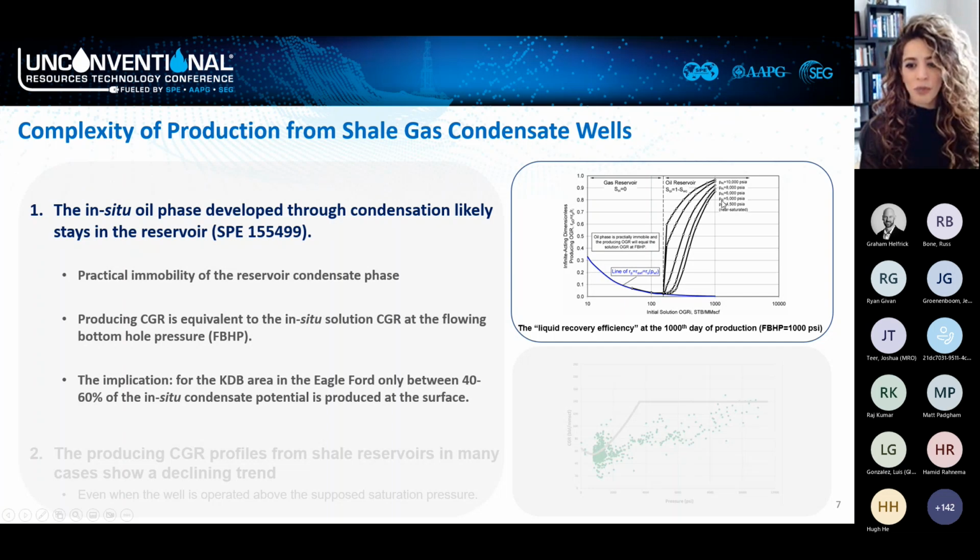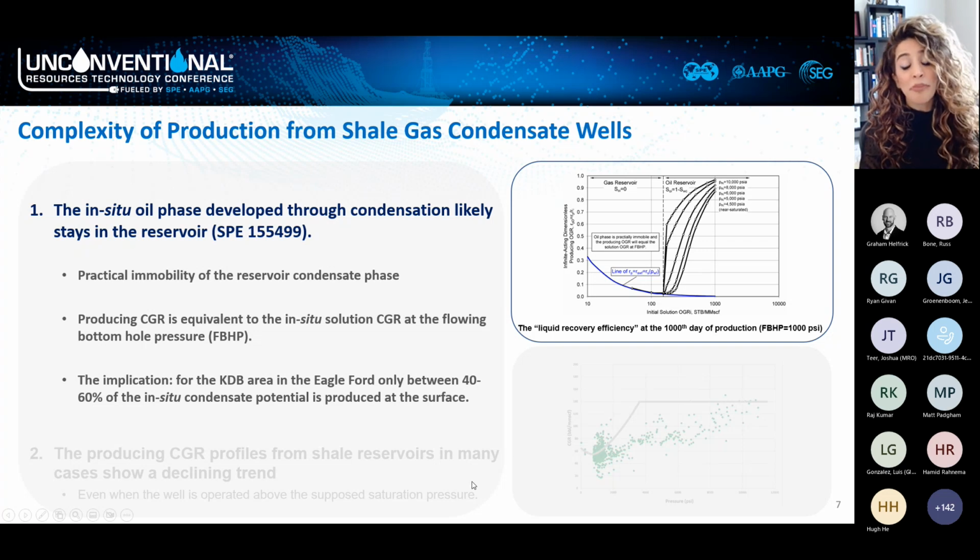If I follow the curve that is most representative of the KDB area of Eagle Ford, which is initial reservoir pressures of about 10,000 psi or more, and CGRi of between 100 and 150 mostly, we can notice that really between 40 to 60% of the in-situ condensate potential is produced at the surface, and the rest is left in the reservoir. So going back to the first point, that if we get it right the first time, that's the only chance that we have, and that makes characterization of CGR and condensation very important to production optimization of gas condensate reservoirs.